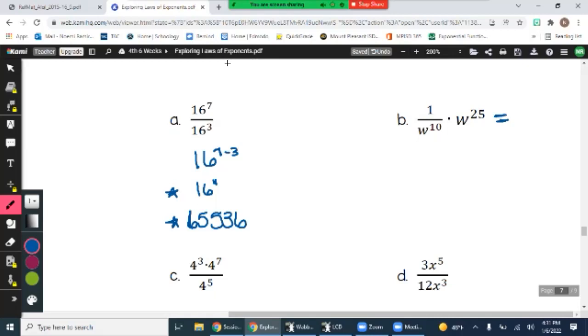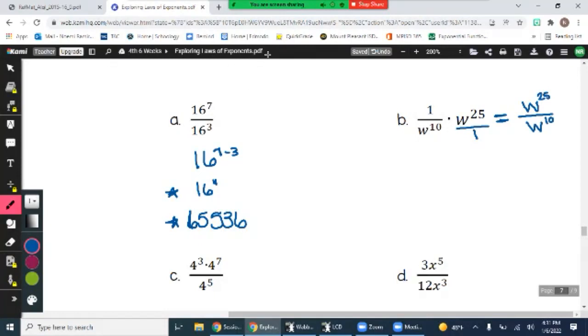In order for me to turn w to the power of 25 into a fraction, remember, we put a whole number or any singular number, any non-fraction, over 1. Now, when we multiply, you multiply straight across. So 1 times w to the power of 25 just remains as w to the power of 25. And w to the power of 10 times 1, anything times 1 is itself, so w to the power of 10. Now it looks a little bit more familiar.